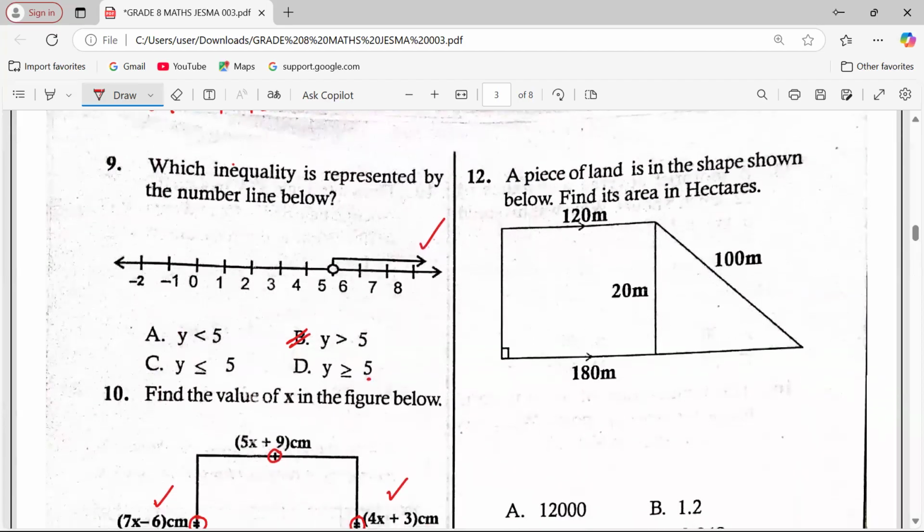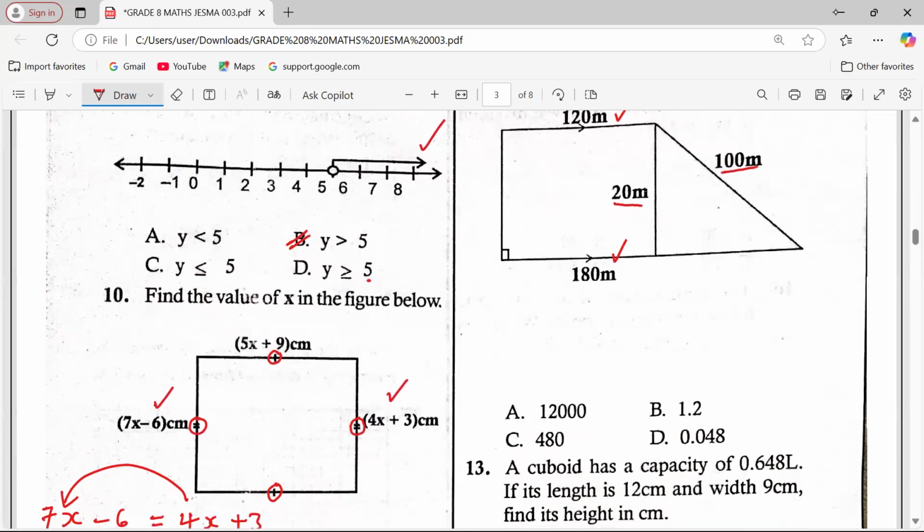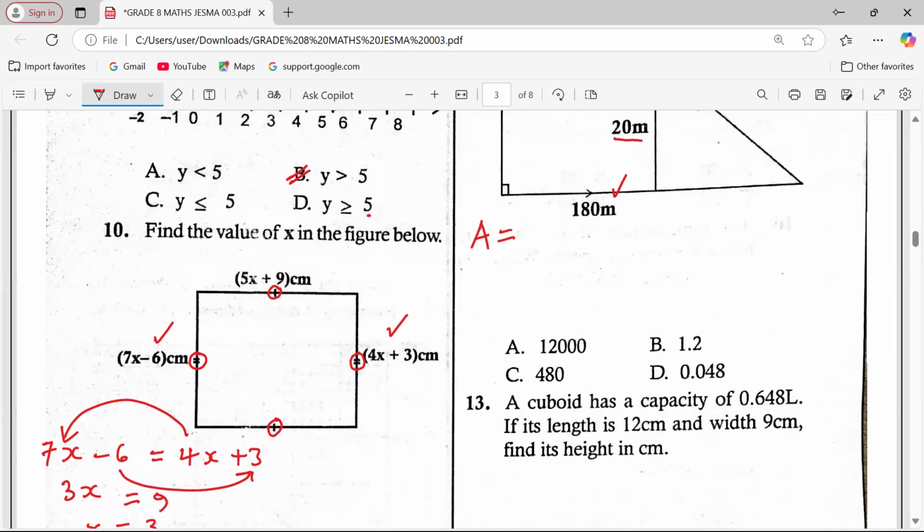12. A piece of land is in the shape shown below. Find its area in hectares. So we can see two parallel sides whereby one of them is 120 meters, the other one 180, sorry. Then we have a 20, then 100. For us to find area of a trapezium shape, we're supposed to take half A plus B multiplied by the height between the two parallel sides.